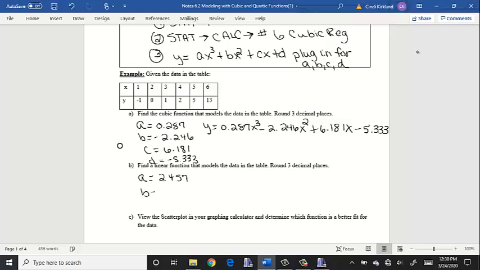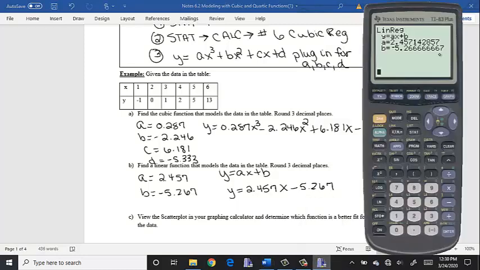The coefficient for my B is -5.267. If you recall, a linear function looks like y equals ax plus b. So we're just going to plug that in. Y equals 2.457x minus 5.267. So I'm going to pull the calculator back up and you can verify that data.